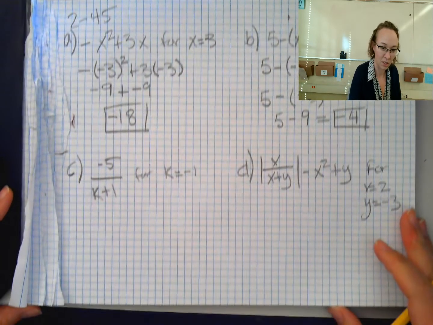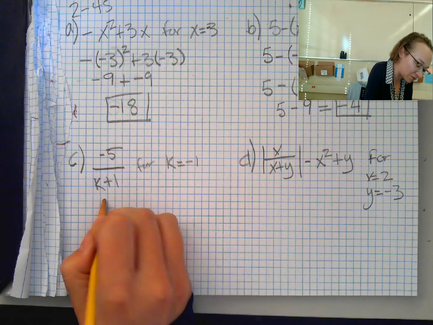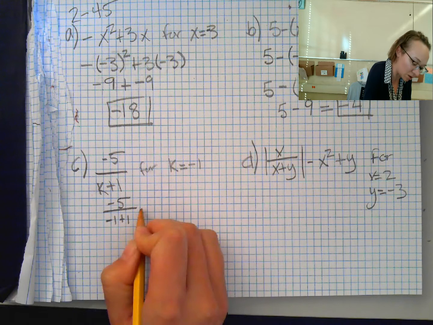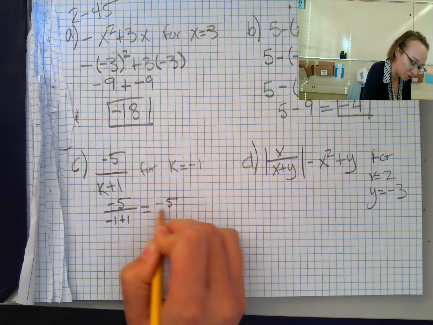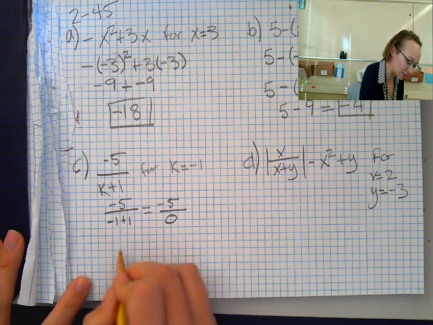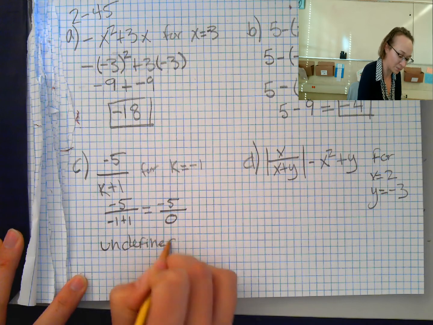Okay, on C, we've got k equals negative 1. So negative 5 over negative 1 plus 1. Uh-oh. Negative 5 over 0. We can't do that. That's undefined. Can't divide by 0.